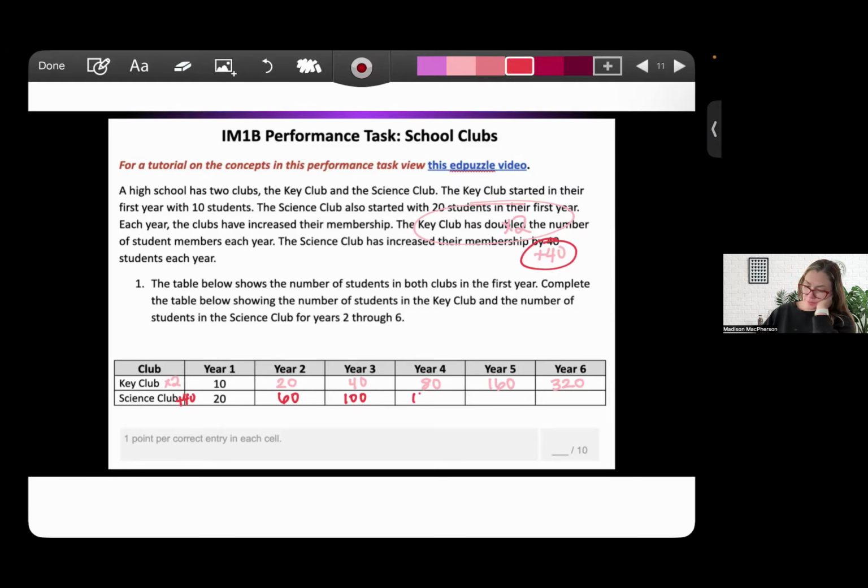Plus 40 would be 140 here. Plus 40 again would be 180. And then plus 40 again would be 220. All right, so if you have all those right, you're going to get the 10 points for that question.